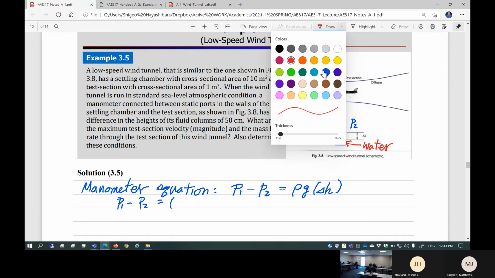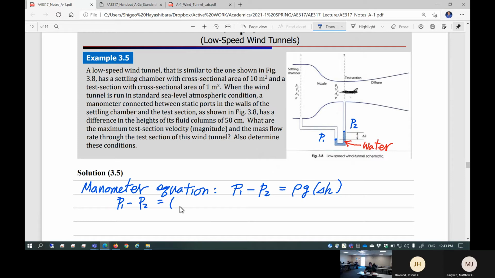So assuming this is water, what's the water density? 1,000 kilograms per cubic meter. Gravity is, of course, 9.8 meters per second squared. Delta h given is 50 centimeters, which is 0.5 meters. So if you compute through it, I can do it without a calculator: 4,900. Easy. What's the unit? Pascals, Newtons per meter squared. That's right. Good.